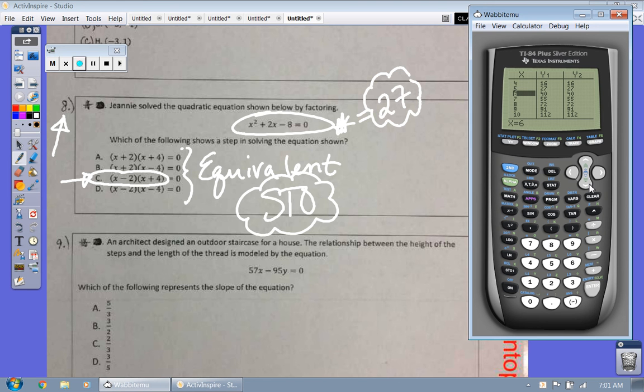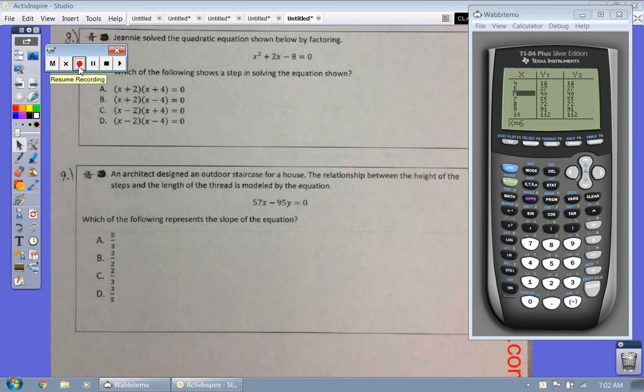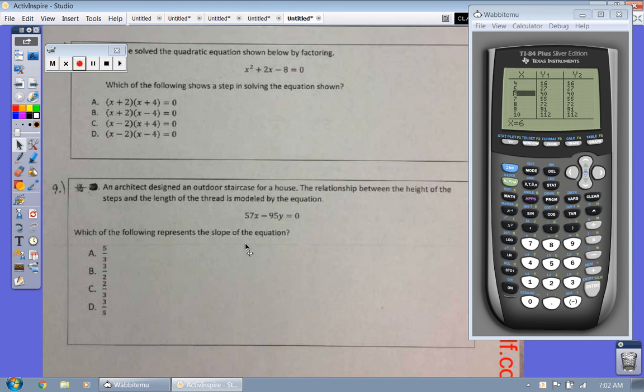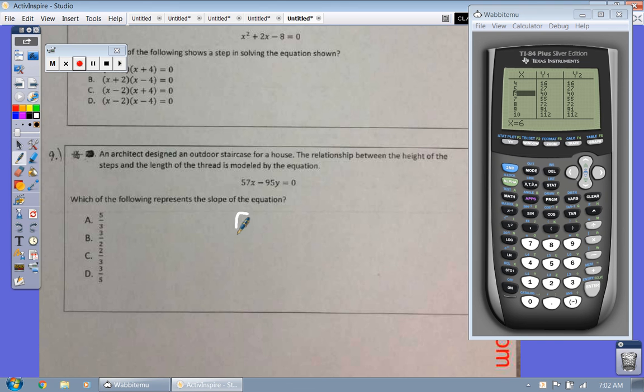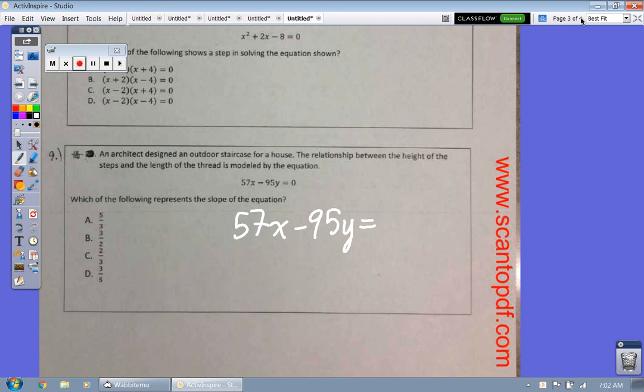All right, let's look at question 9 here. An architect designed an outdoor staircase for a house. The relationship between the height of the steps and the length of the tread is modeled by the equation below. All right, so we're going to rewrite this equation here. Maybe 57x minus 95y equals 0, equals nothing. I'm just not going to put anything on the right-hand side.